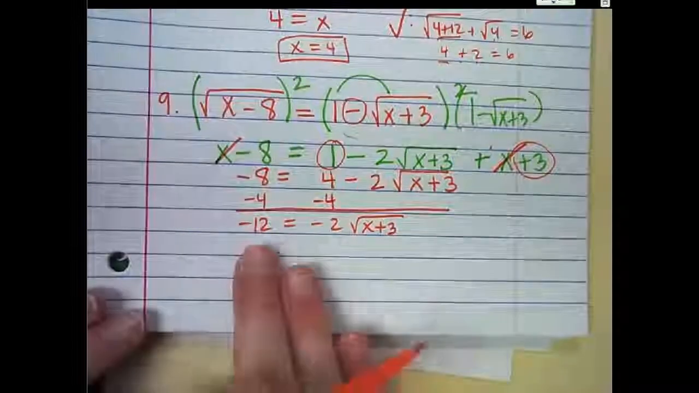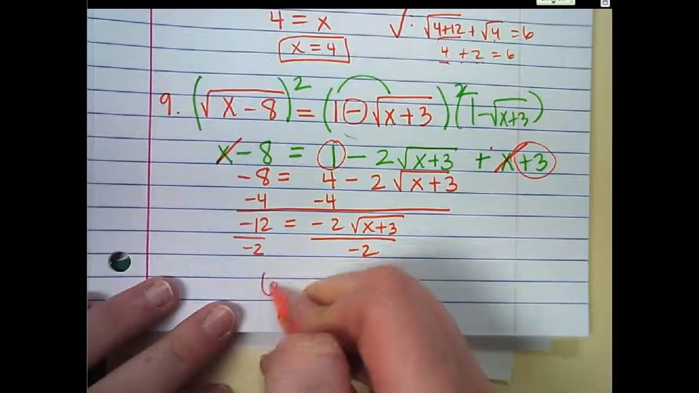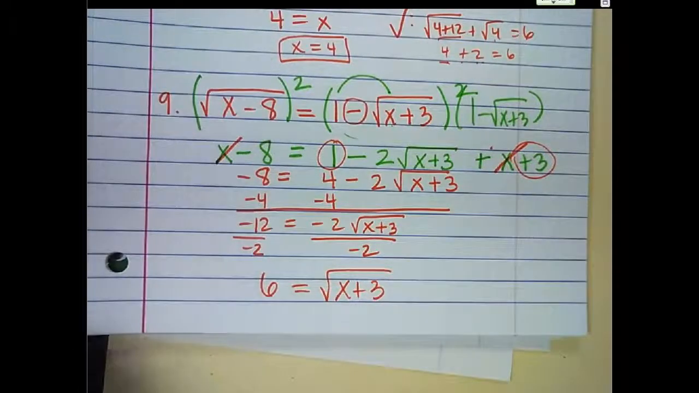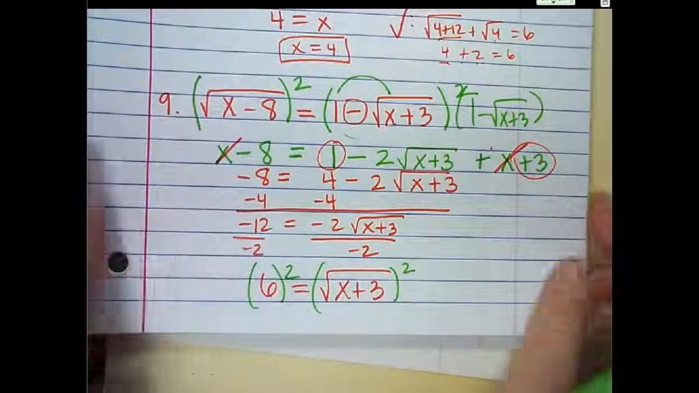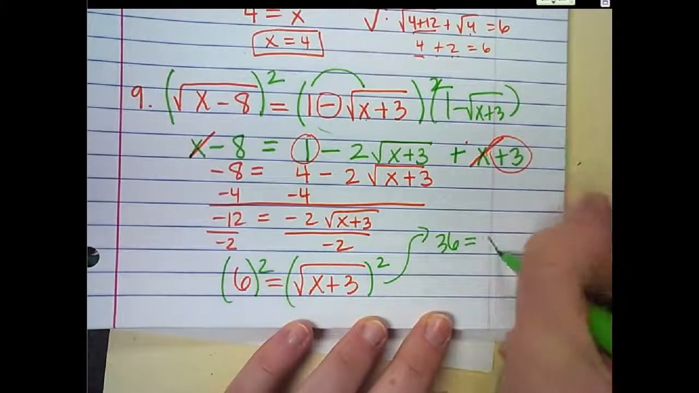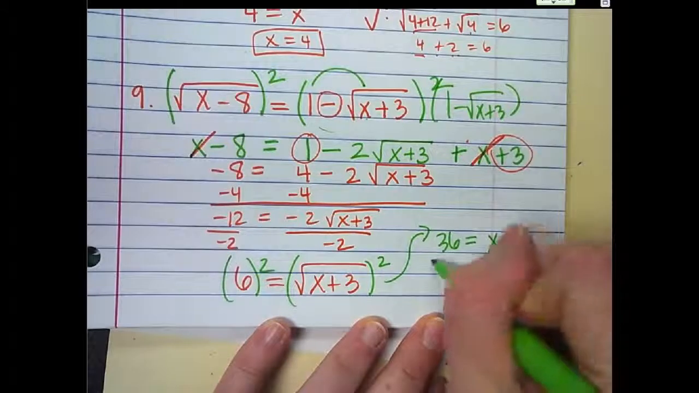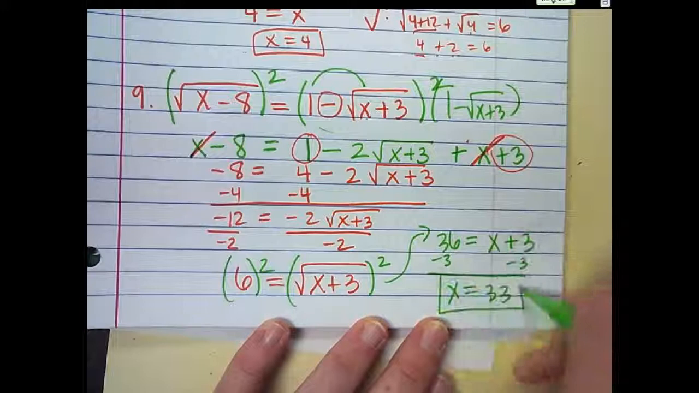Again, you can go ahead and square here if you want. I'm going to get rid of that negative 2 first to give myself smaller numbers. So 6 equals square root x plus 3. And then go ahead and square both sides. So 36 equals x plus 3. So I got x equals 33.